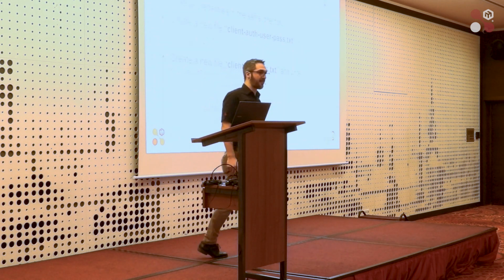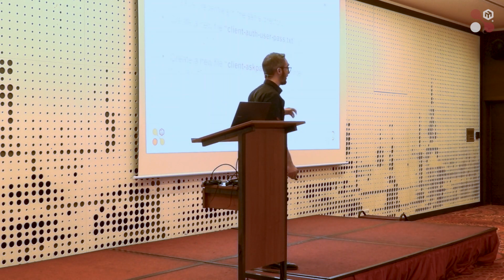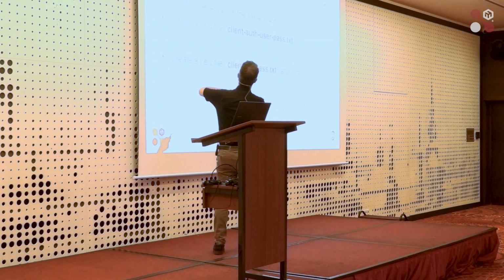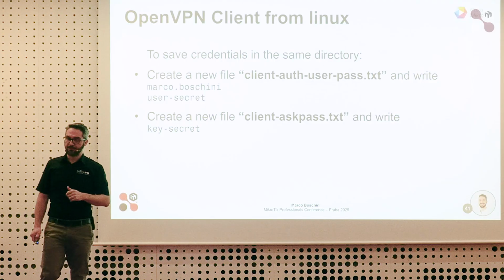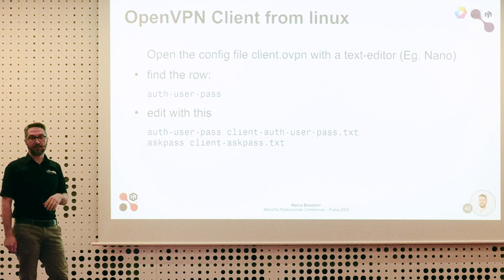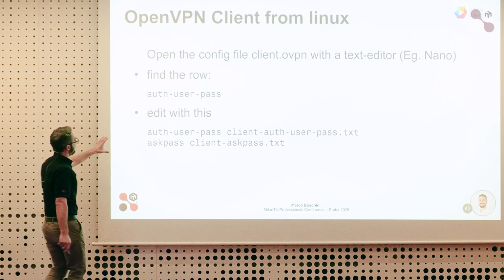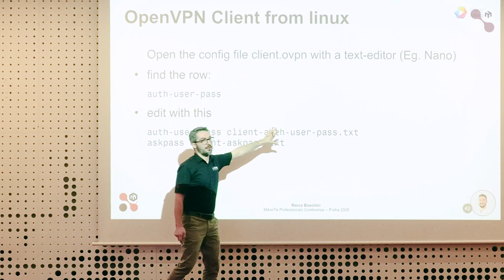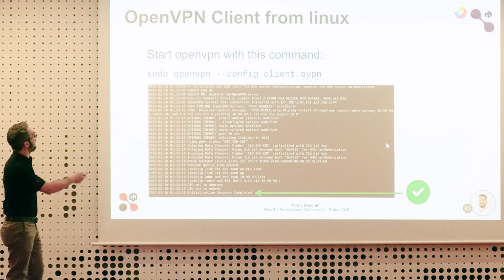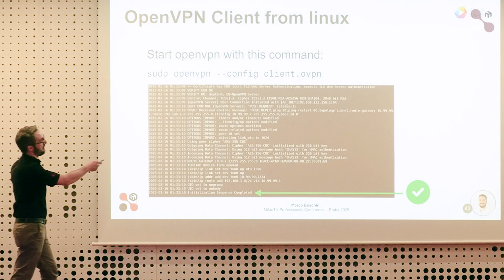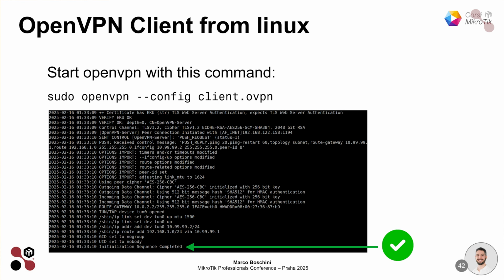And after, you can save the credentials in the same directory, creating two new files, one for the user authentication and one for the secret of the certificate. And you have to edit the configuration, inserting the two files that contain the credentials. And with the command sudo openvpn --config followed by the configuration file, the connection is okay.